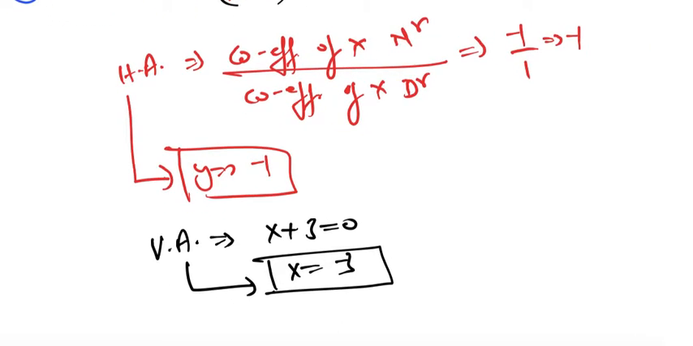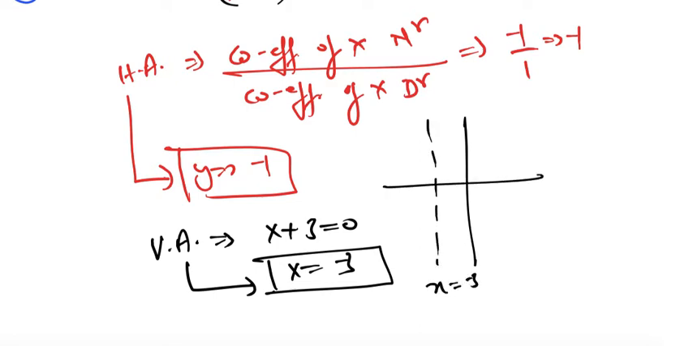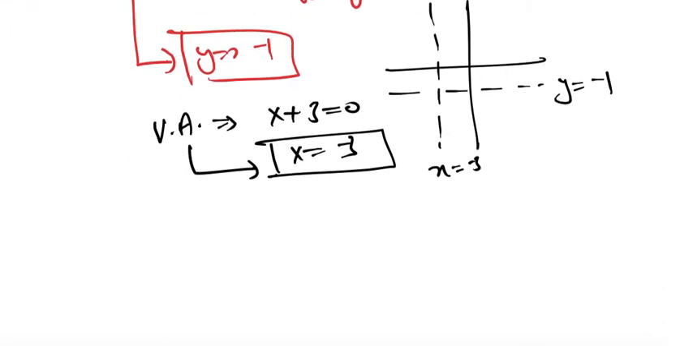Now let's draw this. x = -3, y = -1. Again we do not know the shape of the curve, which way the branches are going. So for that we will again find the intercepts.